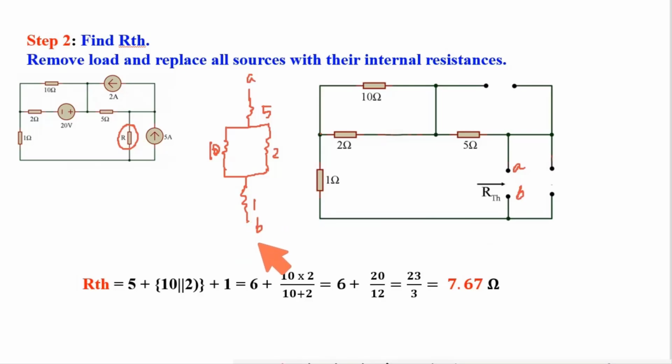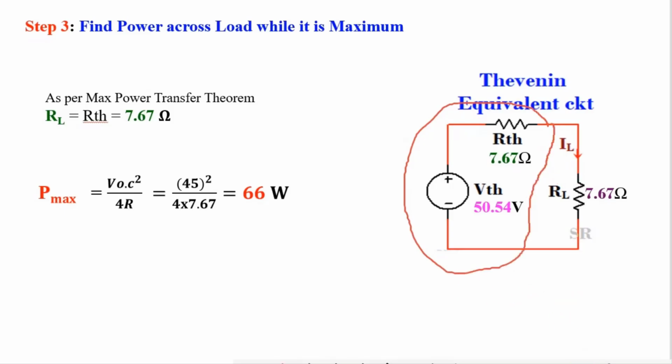Now from here it is easy to understand that 10 and 2 are in parallel. Take the equivalent of this in series with 1 and 5, and ultimately I got 7.67 ohm, which is RTH. Now this is the equivalent Thevenin circuit. VTH is equal to 45, RTH is equal to 7.67. To get maximum power at the load, the load resistance should be equal to RTH, that is 7.67, and using this equation to get maximum power, I got maximum power is 66 watt.